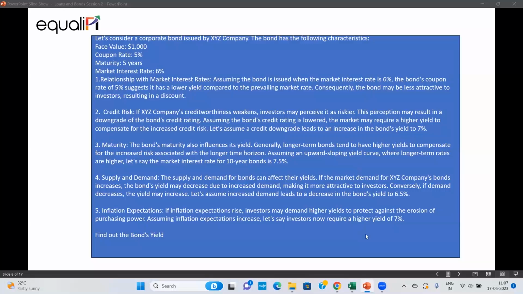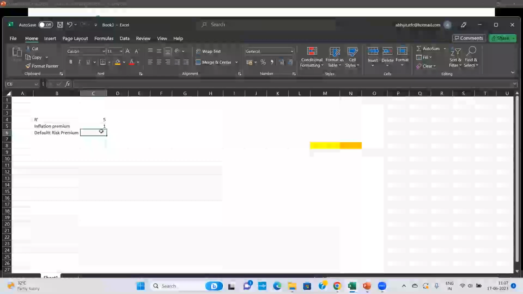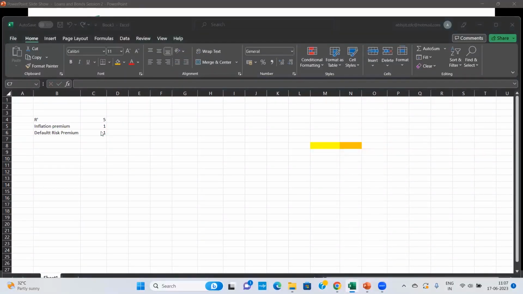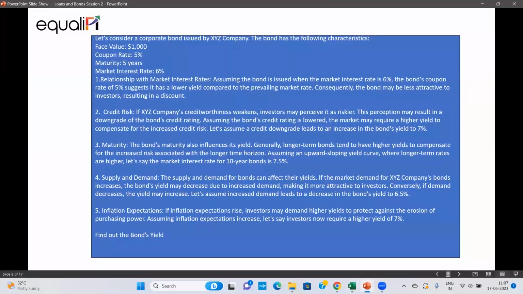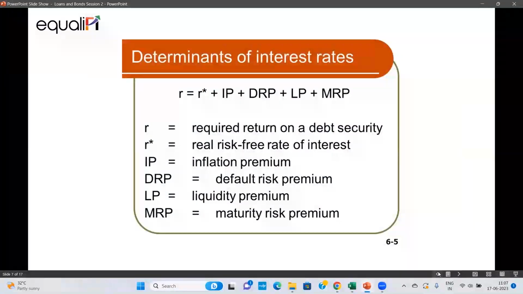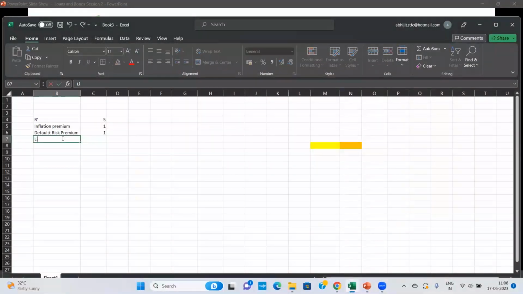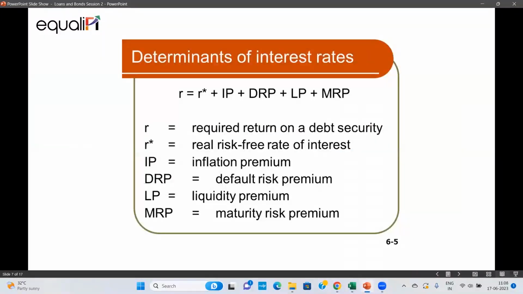It is 1%. So when I talk about the default risk premium, it is again 7 minus 6, that is 1%, right? So I got my default risk premium. Next, what is my liquidity premium? And the next one I have to find out is the maturity risk premium.